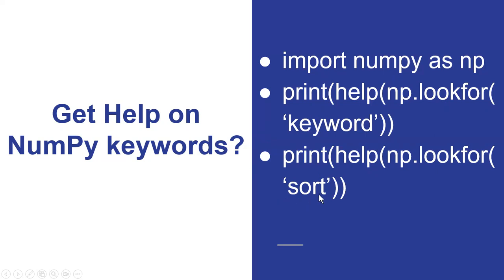If you want to look for the swap function, you just put the word swap. If you want the copy function, you put copy. For the array function, you put array. So that's how np.lookfor a specific keyword works.